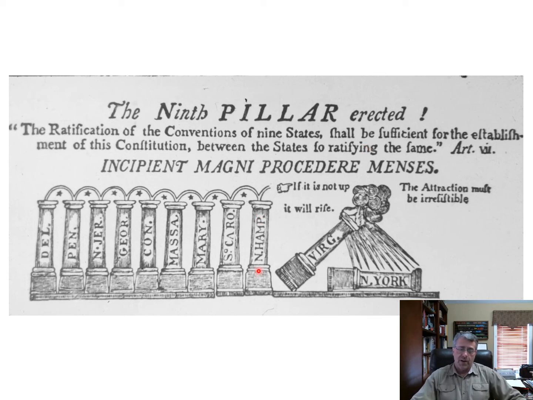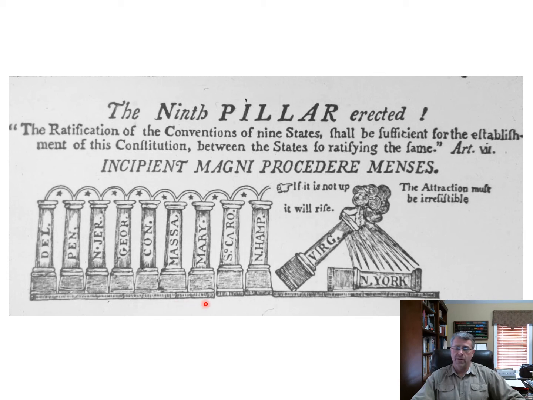This illustration was part of a series of very similar illustrations, with these individual pillars representing the 13 states. This particular illustration represents the ninth state, New Hampshire, to ratify the Constitution, thus making it the law of the land. And of course, there's a quote basically from the Constitutional Convention: the ratification of the Constitution of 9 states shall be sufficient for the establishment of this Constitution. So this is important. It's at this point that the Constitution becomes the law of the land.